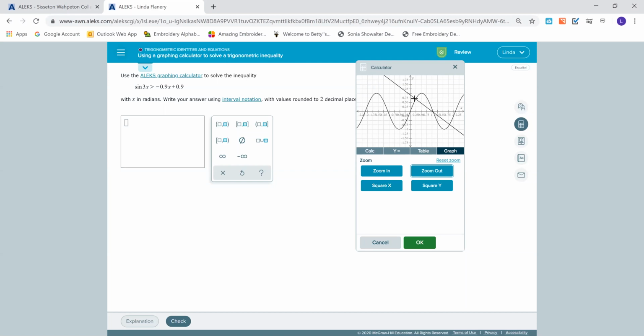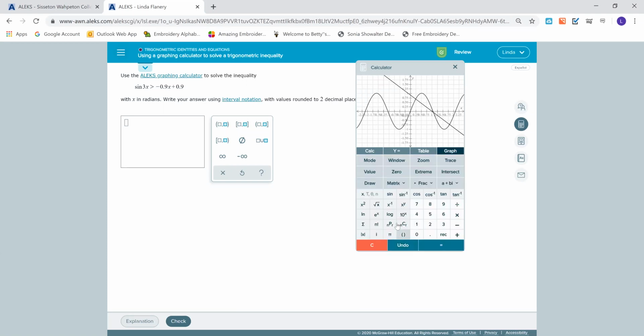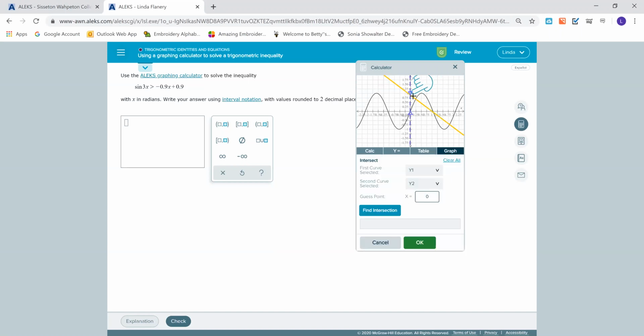So if I'm looking here, my sine curve is greater here, and it is also greater from here on. So what I need to do is find the points where these intersect. And so I am going to go ahead and hit OK here on the bottom. I'm going to use this tool right here that says intersect. And I am going to just move this arrow close to where I think the intersection is. And then I'm going to say find intersection. So I just grabbed it and dragged it, find my intersection.